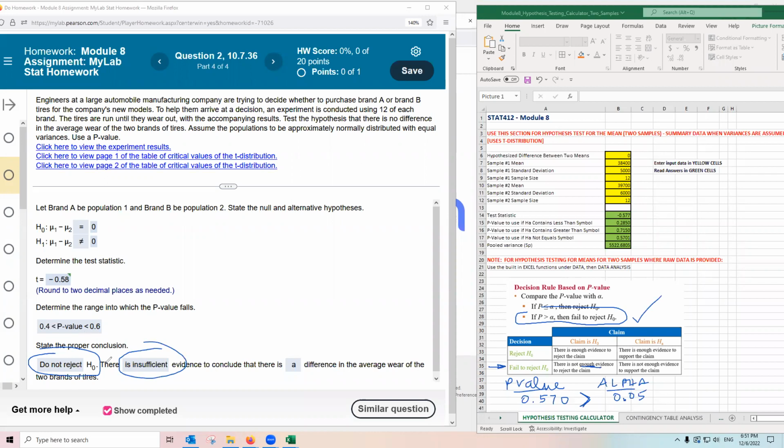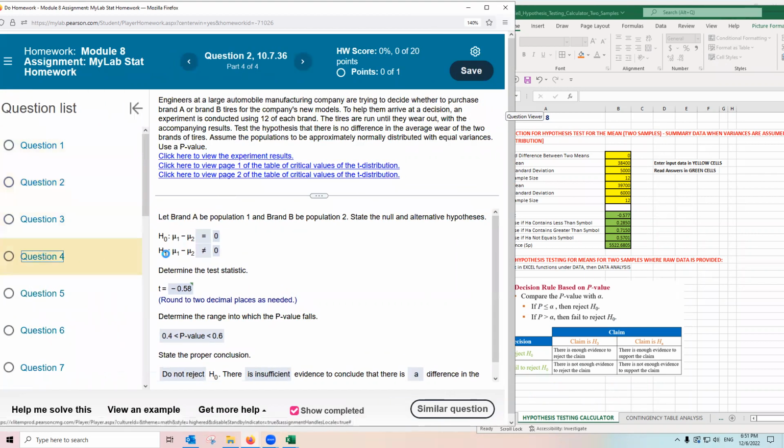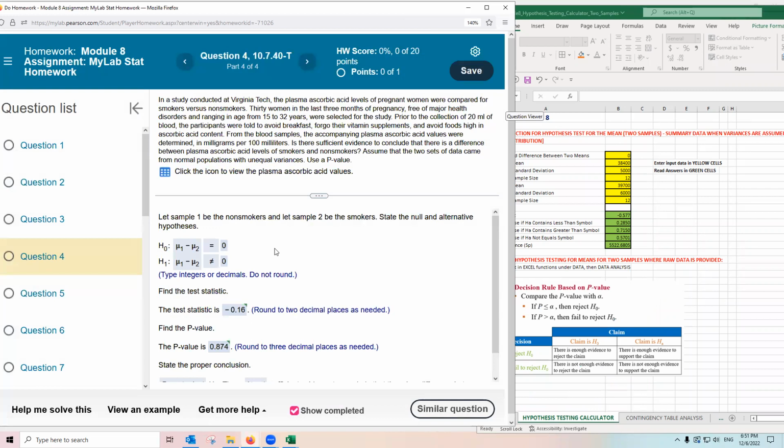Okay, folks, so if you have summary data, this calculator will help you with the test statistic and the p-value. All right, let me do another example like this. Let me go get another example. Let's see if number 4 is like this.